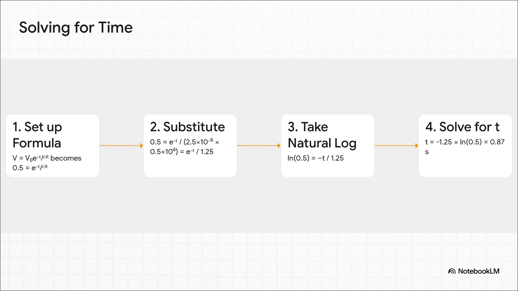Okay, let's walk through this. Our target is t, the time, and it's stuck up in that exponent. So step 1 is to set up our decay formula, where the voltage ratio, V over V naught, is 0.5. Step 2, we plug in our numbers for R and C, and you gotta love how the microfarads and megaohms prefixes cancel each other out nicely. Now step 3 is the key move. To get t out of that exponent, we have to use its inverse function, the natural logarithm. Once we take the natural log of both sides, t is free, and it's just a bit of simple algebra to get our final answer, 0.87 seconds.